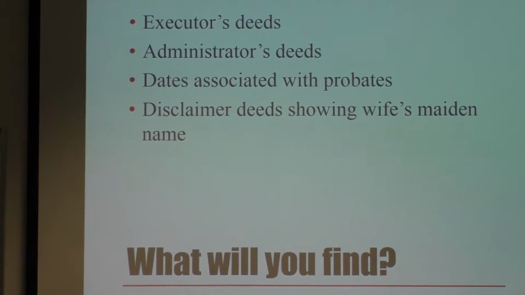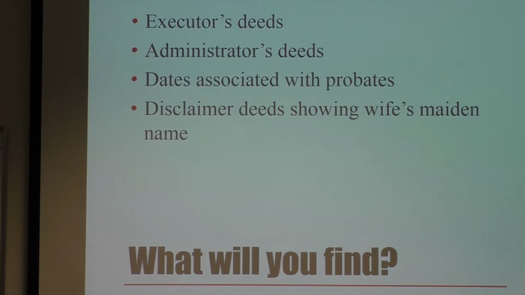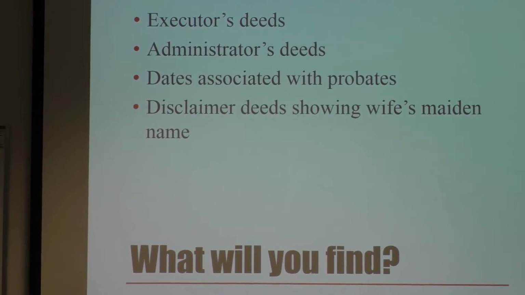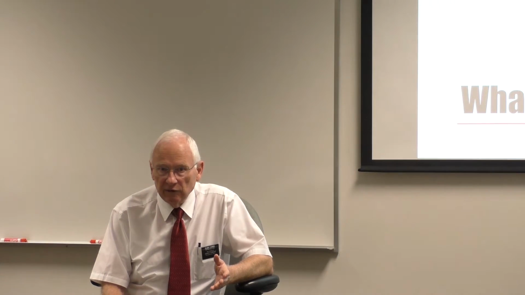What you might find also are disclaimer deeds. Historically, in the United States, when the wife got married, all of her property belonged to her husband. The husband was the sole owner of the marital community property. So what happened if the husband sold the property? Well, the wife had what was called a dower interest. She may have a dower interest, depending on the state, or the wife's share of the probate.